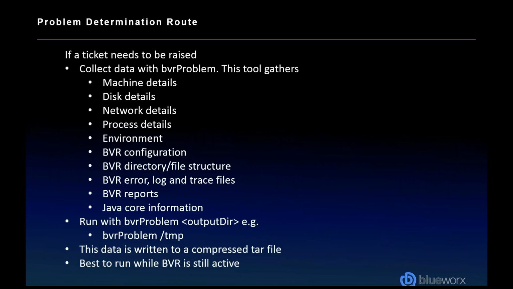So you just run this with BVR problem and then the output directory, so maybe /temp, and then it will prompt you a few questions. If you have a ticket, for example, it'll ask you if you have a ticket open, and then it will put the ticket name into the file name and everything. So it's best to run this while BVR is still active. You'll get the most information out of it that way, especially because it does things like generate the reports that I mentioned earlier, like the SIP status.